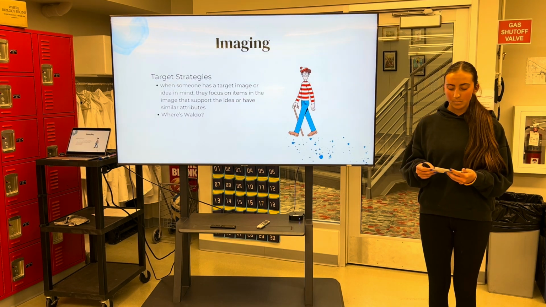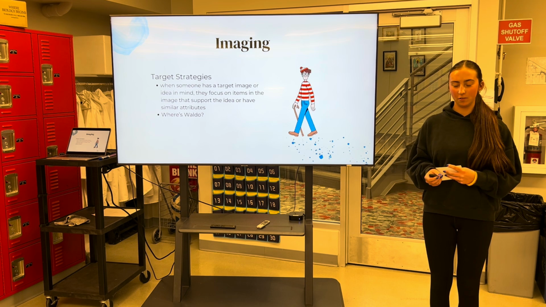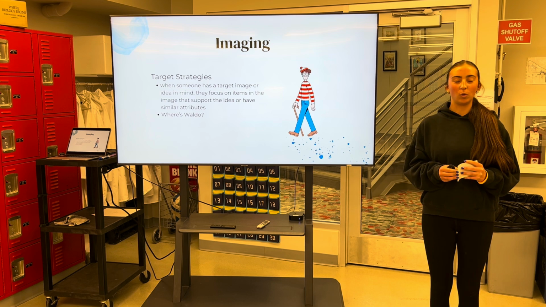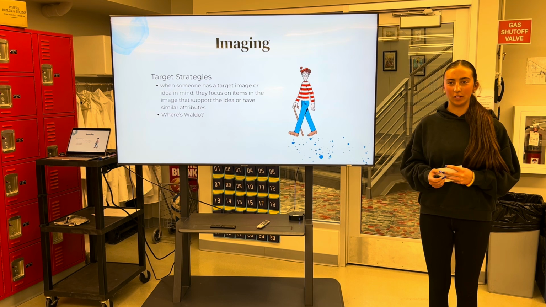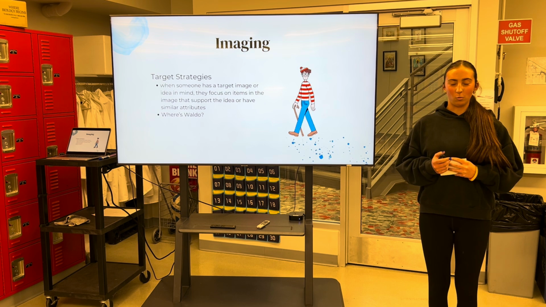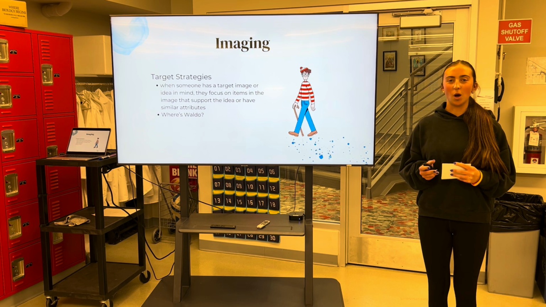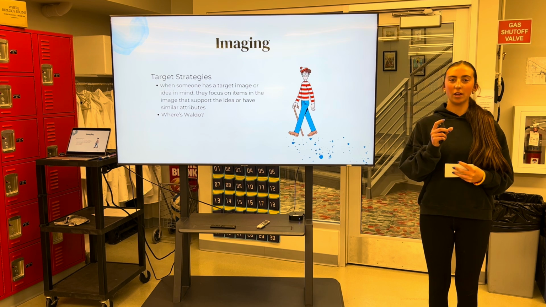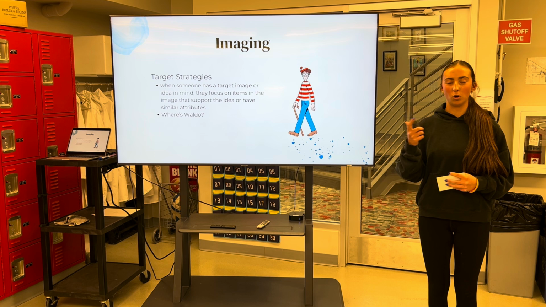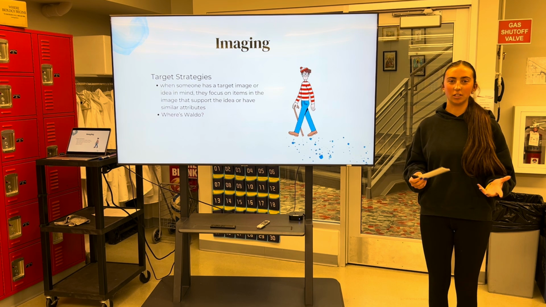Imaging. Target strategies are when someone has an idea in their head and they focus on things that support their belief. An example would be Where's Waldo? Everybody has heard of this game and played it as a kid. We all know that Waldo is wearing red and white, so when you're looking through the pages, it's common for someone's brain to target splotches of red or white to look for Waldo there, where in reality he could be anywhere on the page, not just in those areas.